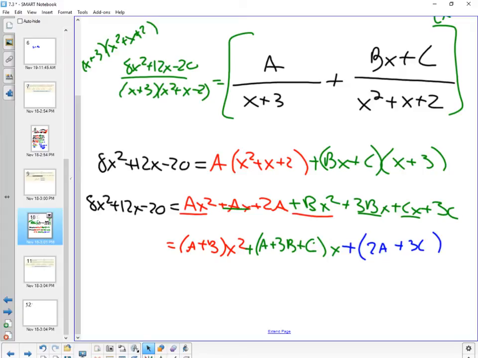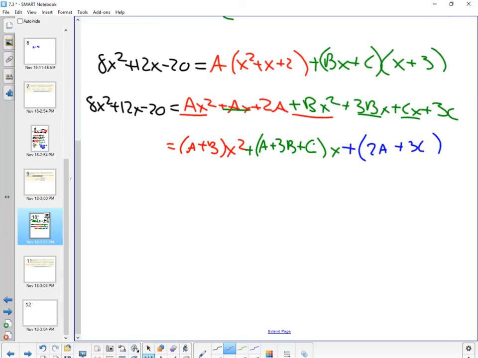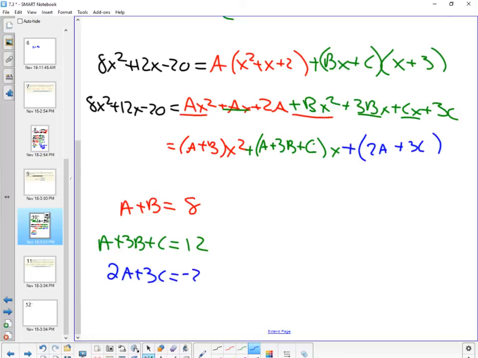Okay. So that means system-wise, a plus b equals 8, and a plus 3b plus c equals 12, and 2a plus 3c equals negative 20. There you go. So now you have a 3 by 3 again.